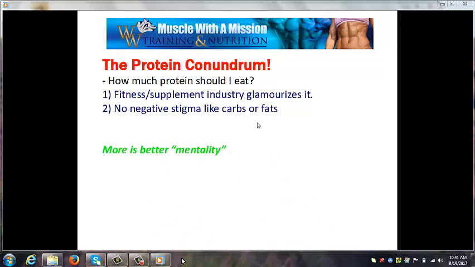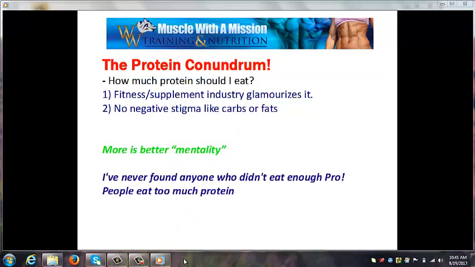Okay? And also, they always want to push the more is better mentality. If 1 scoop of protein powder is good, well, 2 scoops is even better, and 3 scoops is phenomenal. Well, let me tell you something here, folks. Too much of a good thing isn't always a good thing. And trust me, you can reach the point of diminishing returns very, very fast when it comes to protein powder.